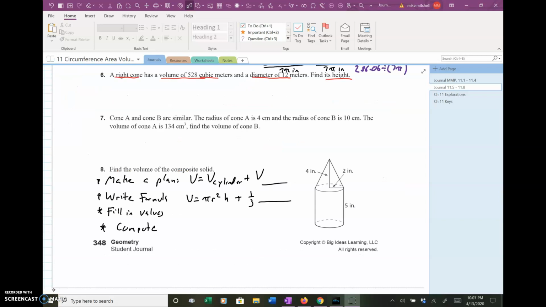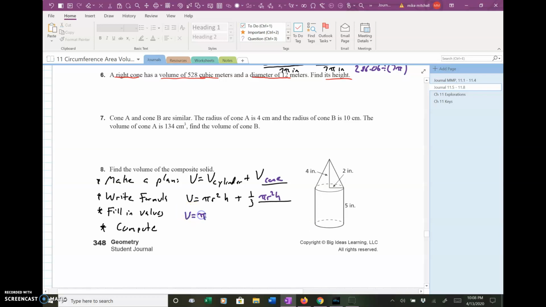This is a composite shape. Volume of a cylinder plus volume of a cone we have to do. Pi r squared h is our volume of the cylinder plus 1/3 pi r squared h. Notice those are the same. They're similar formulas there. They both use the pi r squared h. The cone just has the 1/3, similar to a pyramid. Mario talks about that in his videos that I posted. Then we just got to fill in some values here.